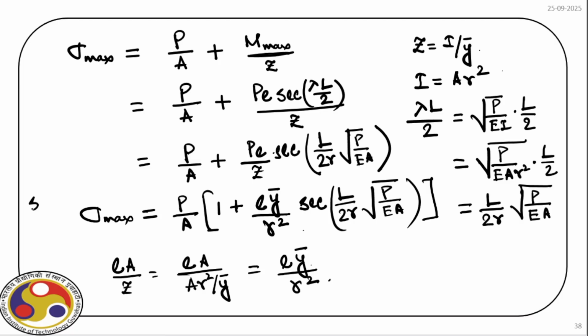This is called the secant formula. Now, in this expression, you see we have the combined effect of crushing, that is here, and bending, which leads to the first critical buckling load. And this expression here, if you look at the dimension, it is dimensionless, so it is called the eccentricity ratio.